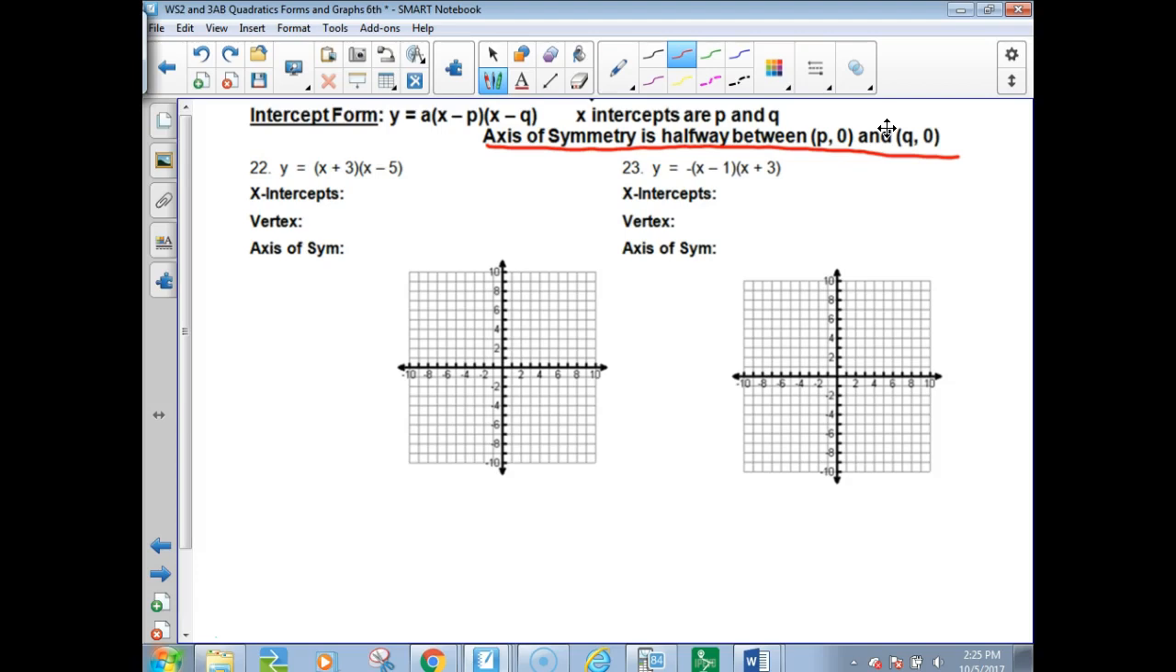Now, wait. Midpoint is simple. We just need to add p and q and divide by 2. What's so hard about that? I heard moaning. P plus q divided by 2. Wow, there you go. There's the midpoint. That'll find you the x value of the vertex. So let's do it. This has x-intercepts of -3, 0. And the other one would be 5, 0.